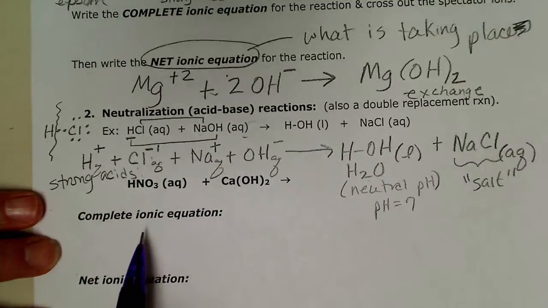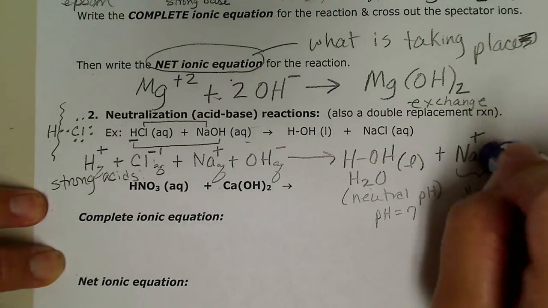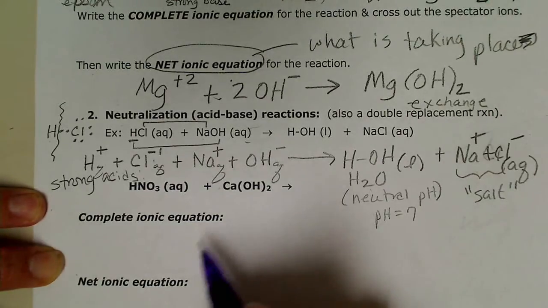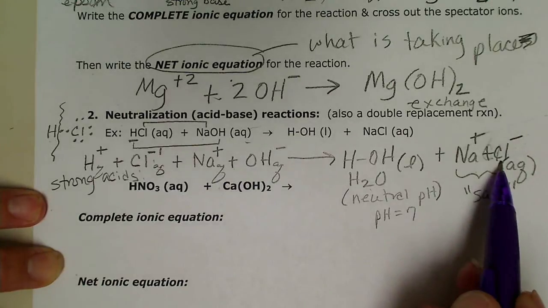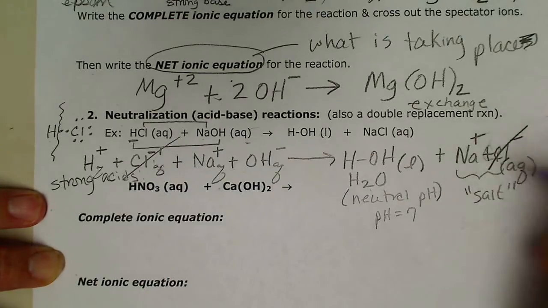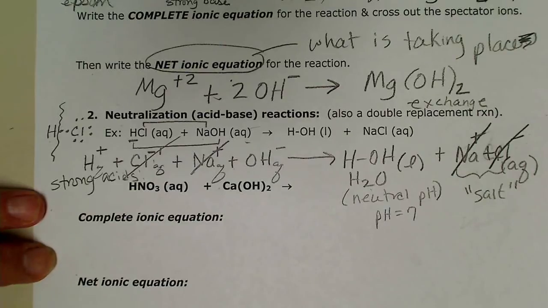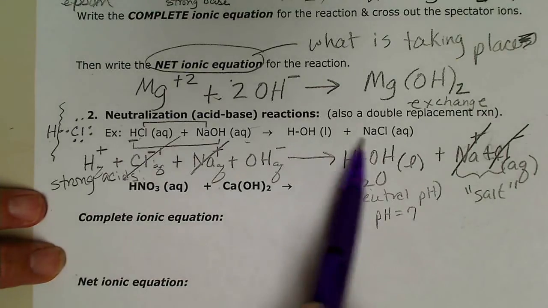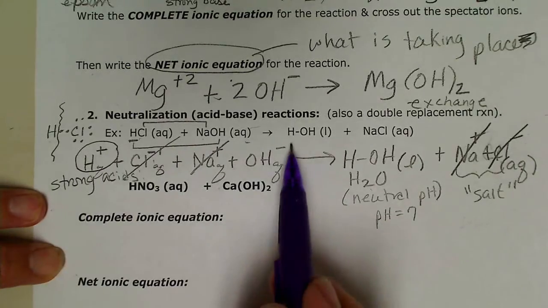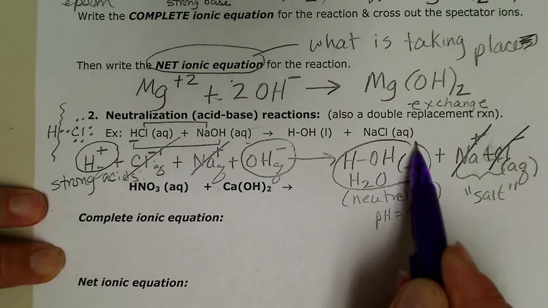I've almost written the complete ionic equation up here. If I just put Na plus, Cl minus, then that's the complete ionic equation. If we cross out the species that show up on both sides of the equation, we'll see that the net reaction for any acid-base reaction is an H plus getting together with OH minus to make water.